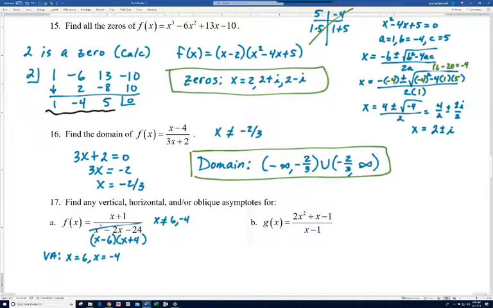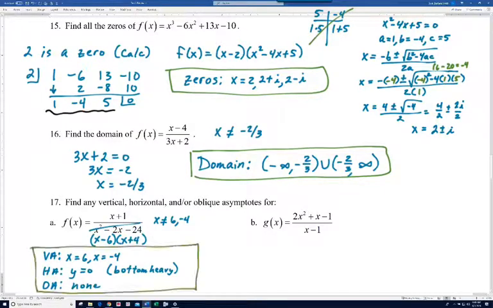Now, for finding horizontal asymptotes, remember there were 3 cases. If you don't remember the 3 cases, you may want to go back to section 4.5 and look at that. So in this case, the degree of the denominator is greater. I call it bottom heavy, and in that case, your horizontal asymptote is going to be y equals 0. Now, the only time you would have an oblique asymptote is when your numerator has the bigger degree, or you're top heavy, and so in this case we won't have an oblique asymptote.